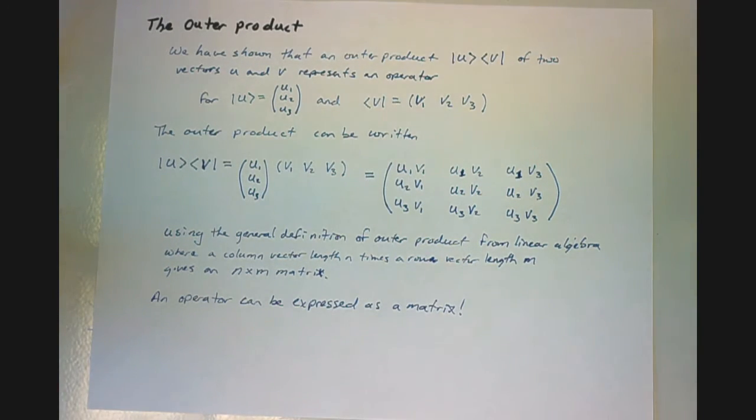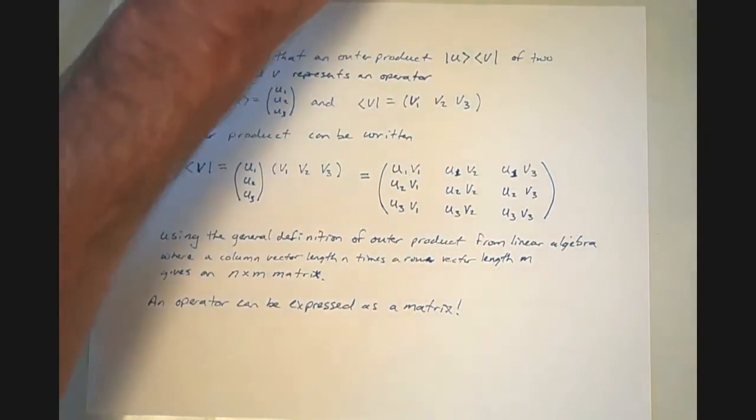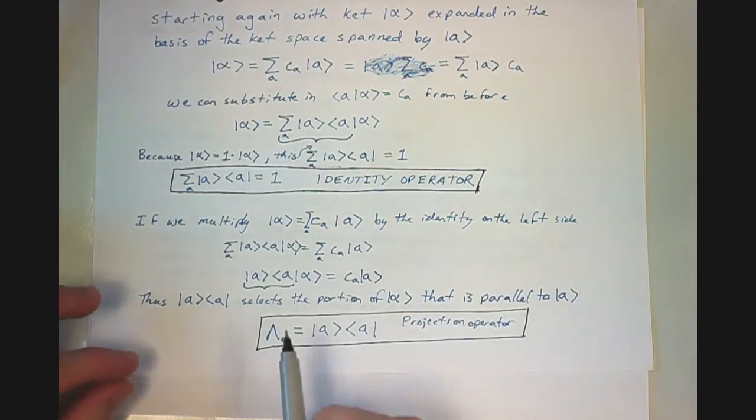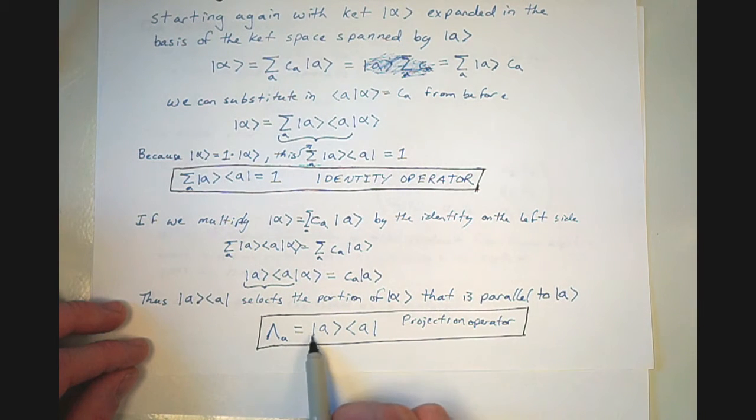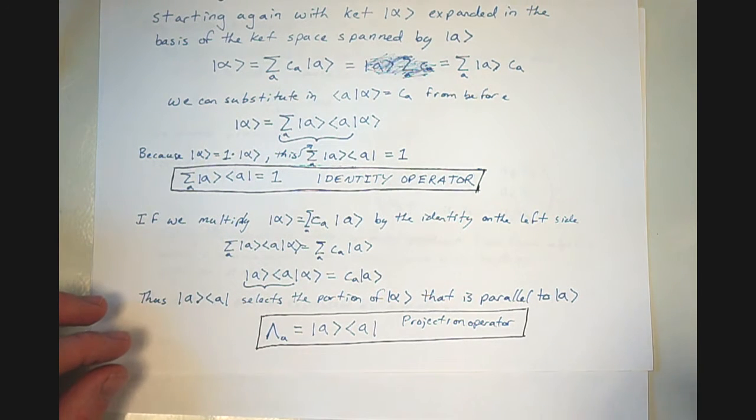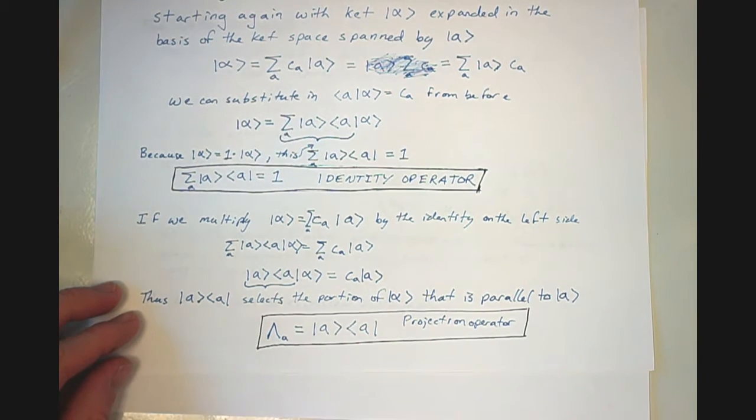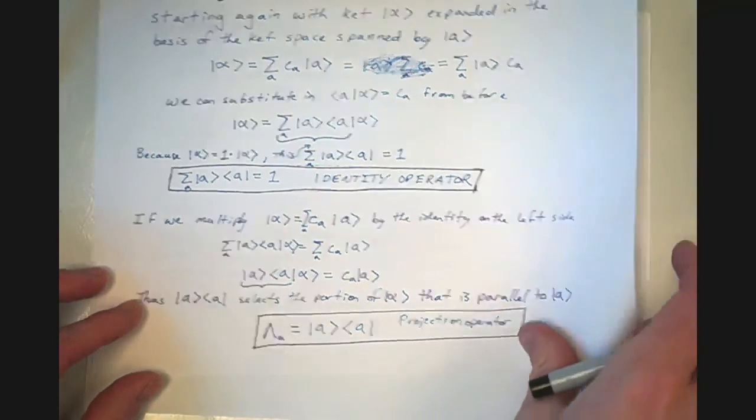So we're now going to build up to the outer product. And we have, in fact, already seen the outer product. This ket on the left times a bra on the right is an outer product. So much like before, we had an inner product that was a bra on the left and a ket on the right, a ket on the left and a bra on the right is an outer product.